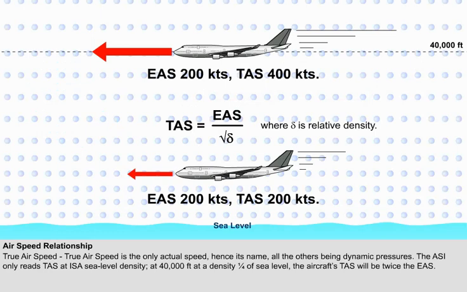TAS is EAS divided by the square root of the relative density. That is the ambient density as a proportion of the ISA sea level density. The ASI is calibrated to ISA sea level, so it will only read TAS if the density is 1.225. Thus, at 40,000 feet, where the density is close to 1/4 of the sea level value, the aircraft will be moving through the air twice as fast as at sea level to maintain the same EAS.